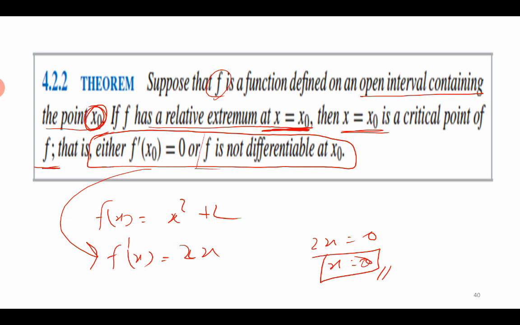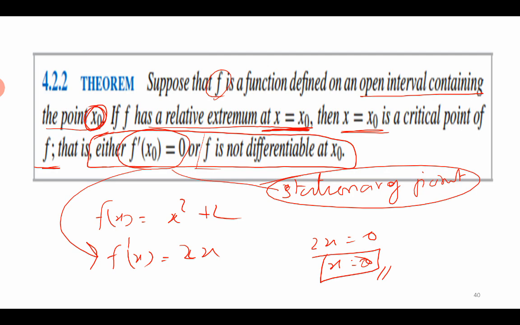What's the difference? All the points at which the first derivative either does not exist or is 0 are called critical points. But those points at which the first derivative is 0 are called stationary points. So every stationary point is a critical point, but not every critical point is a stationary point. We should remember this one.